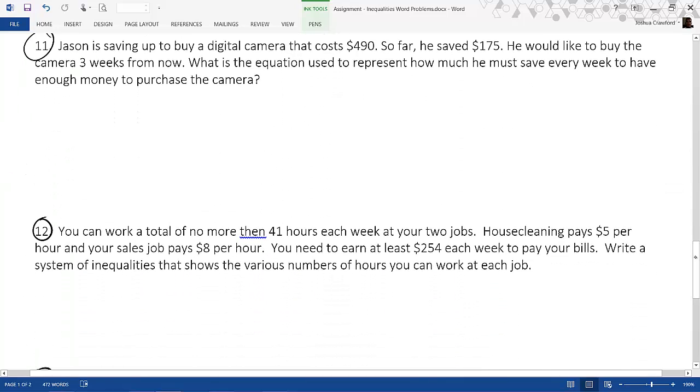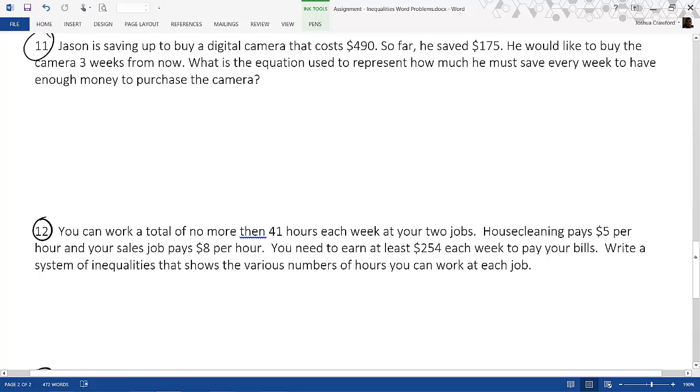Number 11. Jason is saving up to buy a digital camera that costs $490. So far, he saved $175. He would like to buy the camera 3 weeks from now. What is the equation used to represent how much he must save every week to have enough money to purchase the camera? Well, let's see.